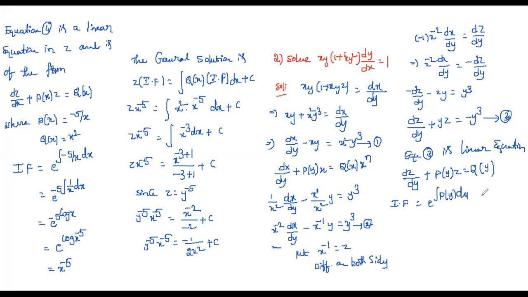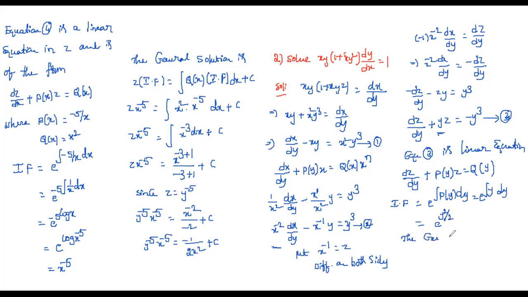So here it is e power integral. If you compare this one, P of y is nothing but y. So e power integral y dy, which is equal to e power y square by 2. So the integrating factor I got here is e power y square by 2. Now we can write the general solution.